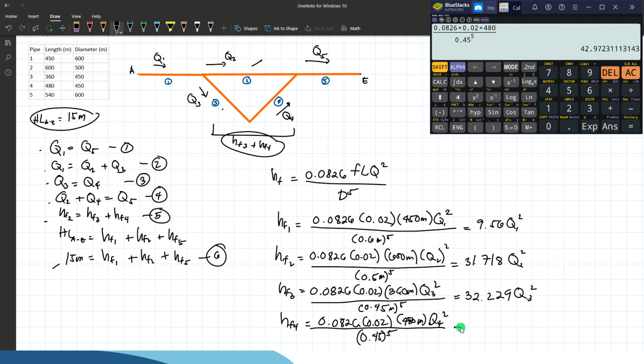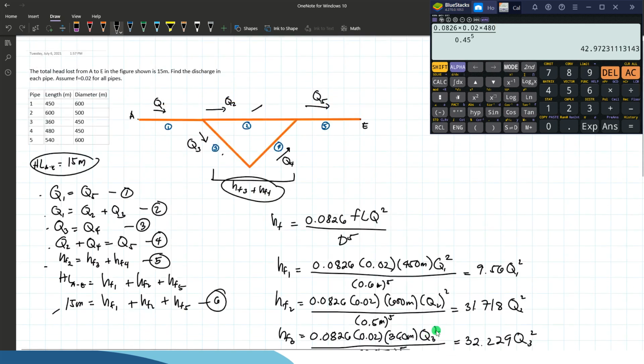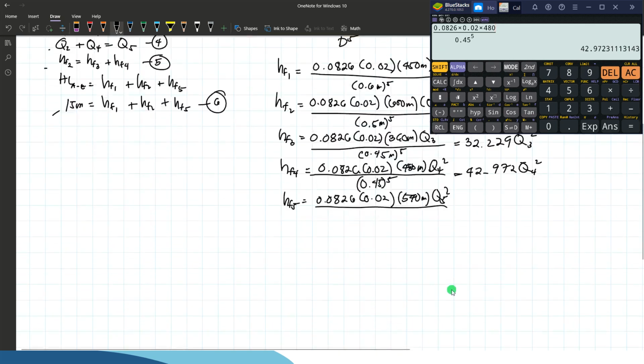42.97, 972. The last is HF5, length 540, diameter 600.